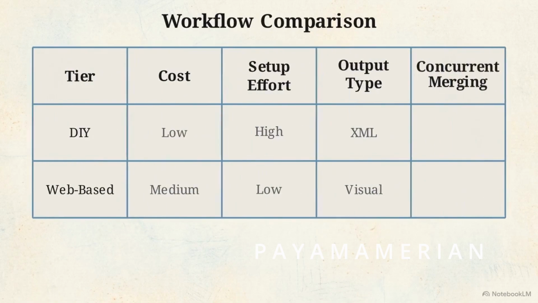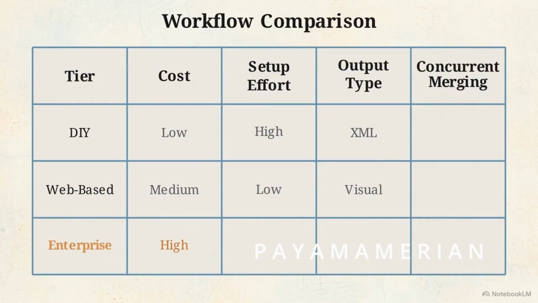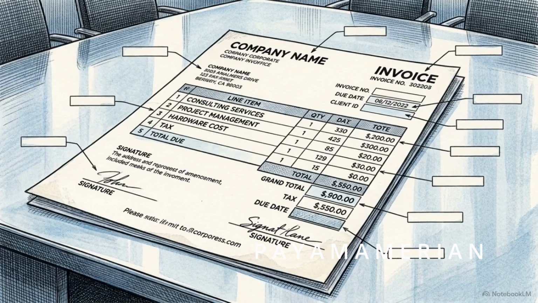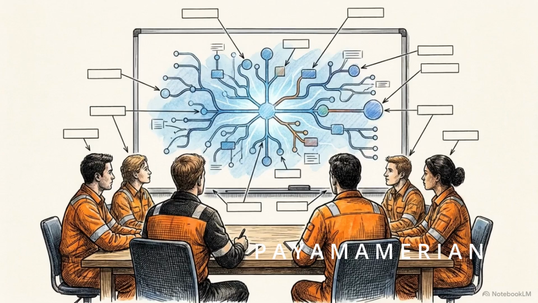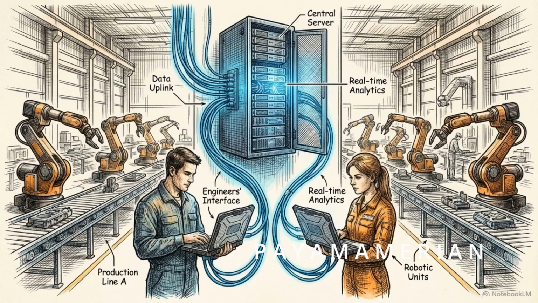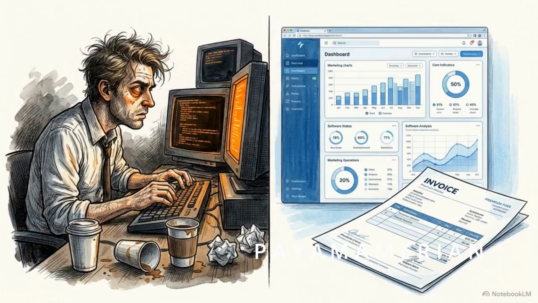Updating our matrix, the enterprise tier requires the highest investment and a high setup effort, but it provides visual outputs and enables concurrent merging. The trade-off is significant. You pay a higher financial cost, and your team has to undergo an organizational shift in their daily engineering practices. For multi-developer environments, these platforms prevent the logic overwrites that cause extended downtime. Removing friction in PLC version control scales linearly with your financial investment.